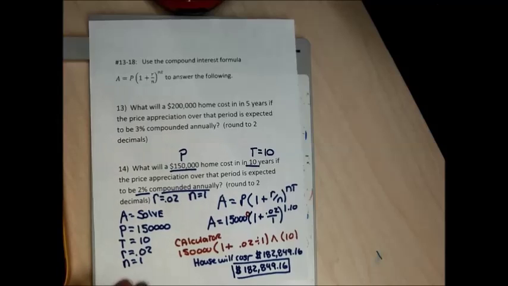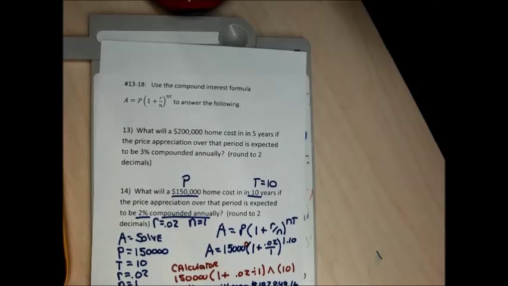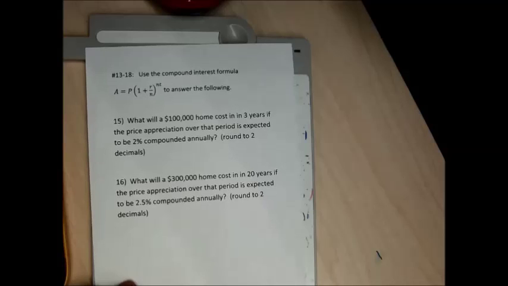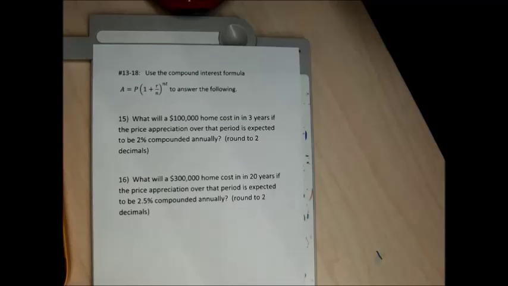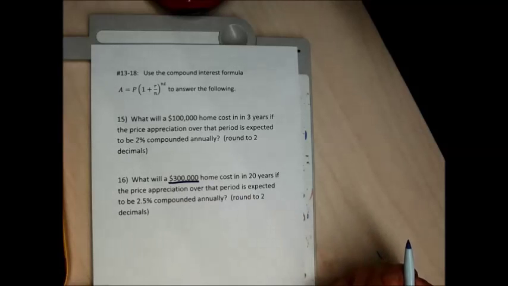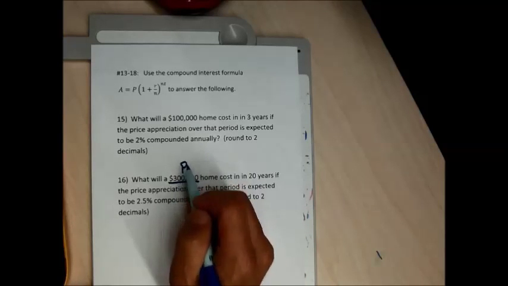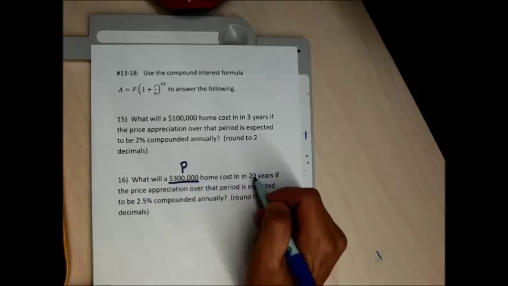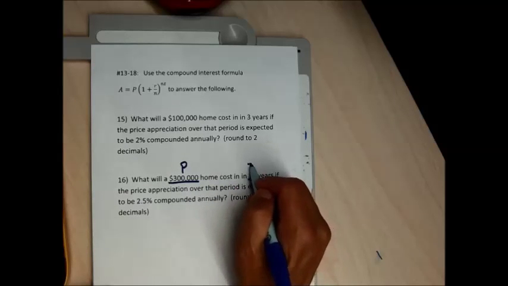So your problem 13 should work really similarly. Problems 15 and 16 are the same questions, just with different numbers. So if I remember what the numbers stood for in the last problem, I'll get them for this problem. The first number I see is the value of a home right now. It's going to be a P. So a $300,000 home right now, what will it cost in 20 years? The T is going to be a 20.